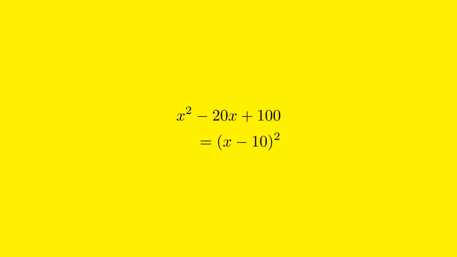Therefore, we rewrite the expression as the square of x minus 10. This transforms x squared minus 20x plus 100 into the simplified form x minus 10 all squared.